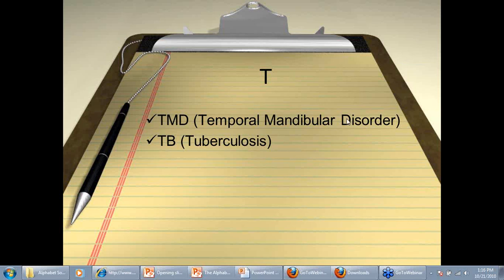TB, or tuberculosis, is another infectious disease that we always worry about. But these patients, besides presenting with fatigue, will present with weight loss, a cough, congestion, and they'll usually have some exposure in the past. Next slide.